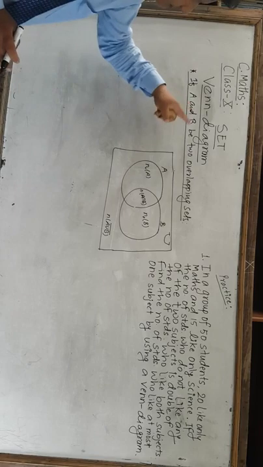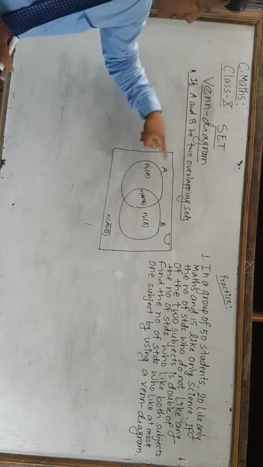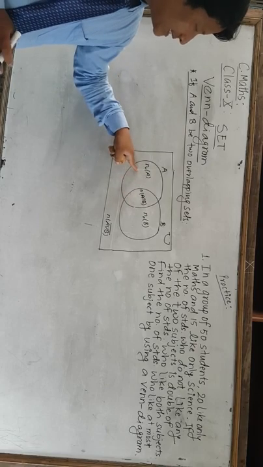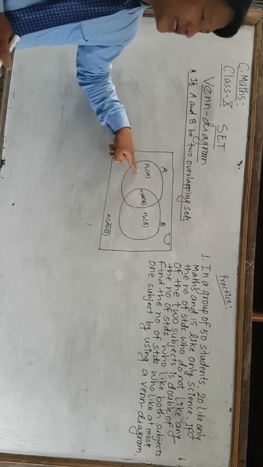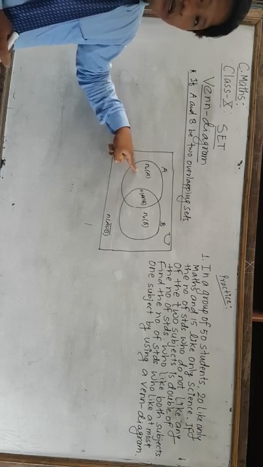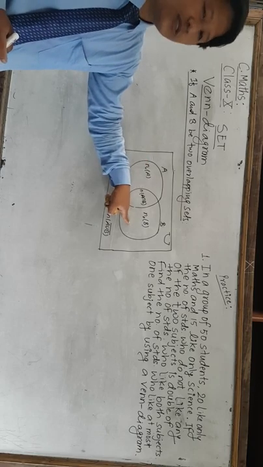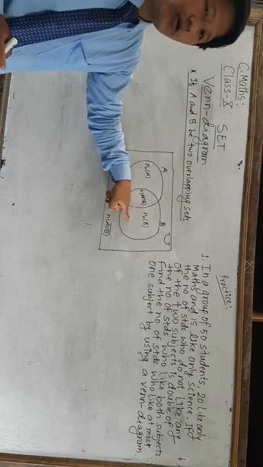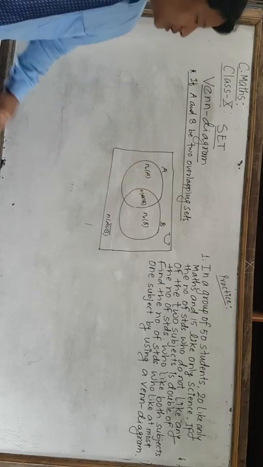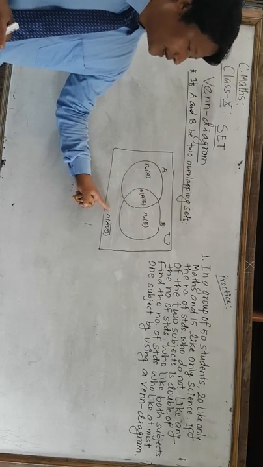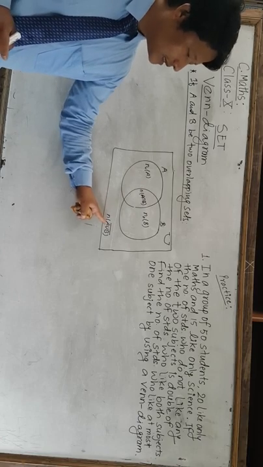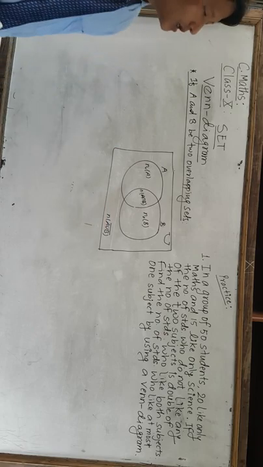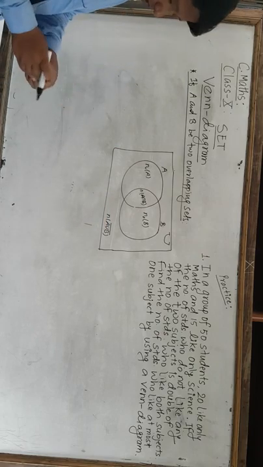So overlapping means that it has a common part. This part is common. This part is only A, that belongs to set A only, not in B, and this part is only B and belongs to B only, not in A. And this part, what is it? This part is called neither A nor B, or none of them. We can define it in this way also.